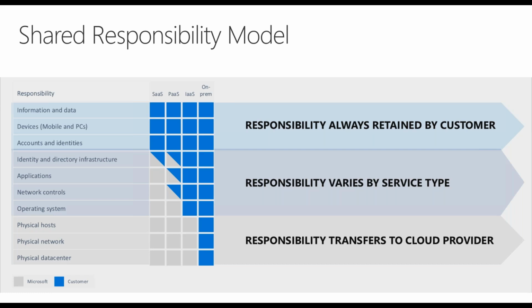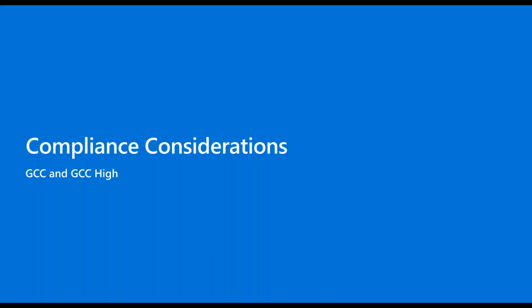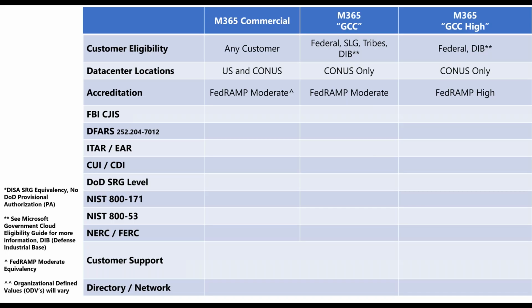Okay. So let's get more specifically into GCC and GCC High. The Government Community Cloud, GCC, was created to meet the unique and evolving requirements of United States federal, state, local, and tribal governments, as well as contractors holding or processing data on behalf of the US government. And GCC High was created to meet the unique and evolving requirements of the United States Department of Defense, as well as contractors holding or processing DoD-controlled unclassified information, like CUI, or subject to International Traffic in Arms Regulations, ITAR.